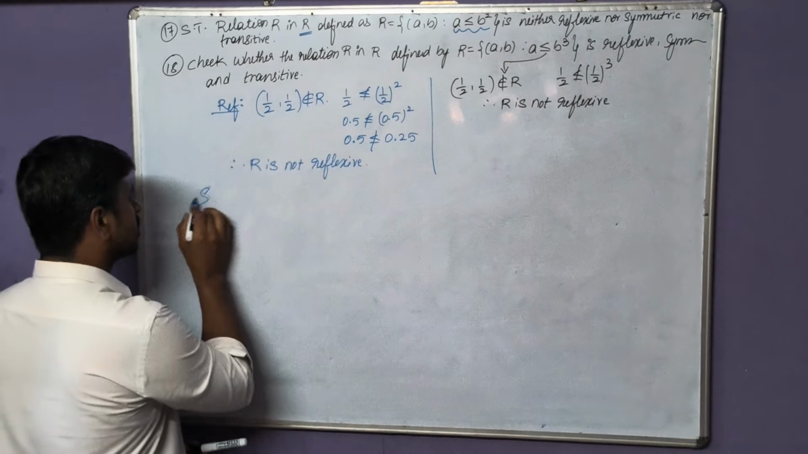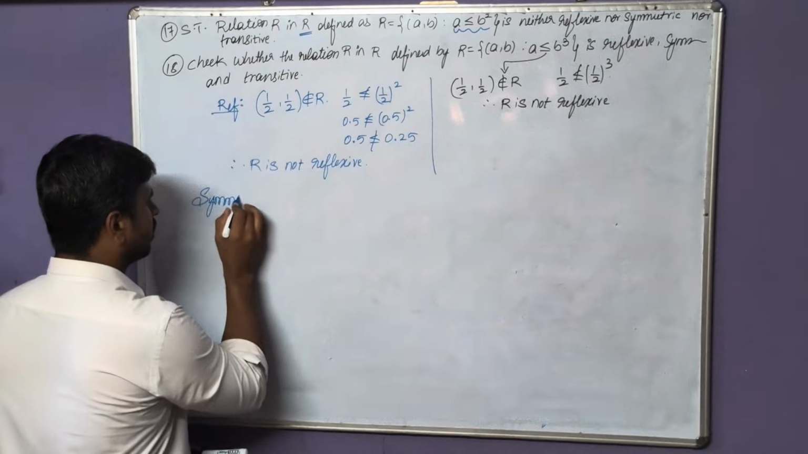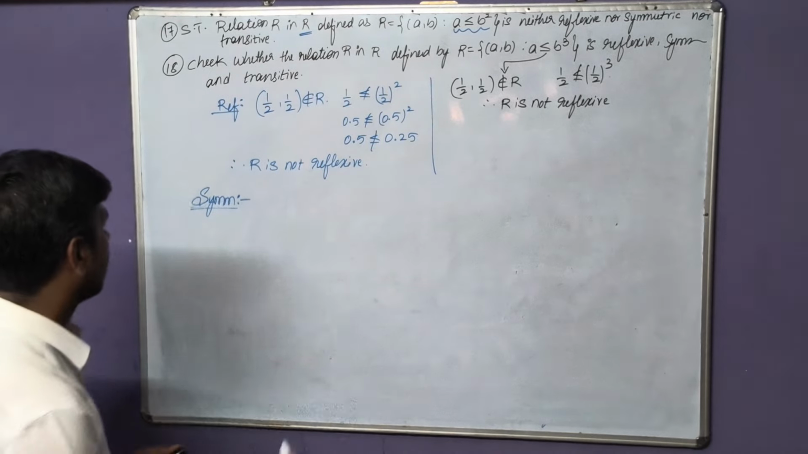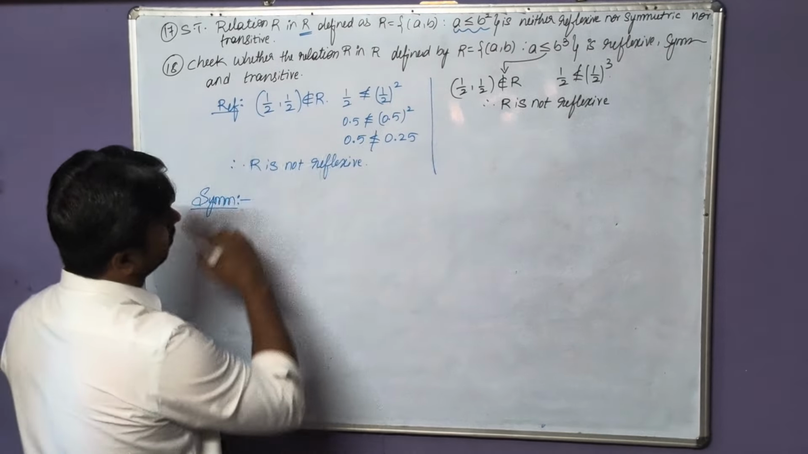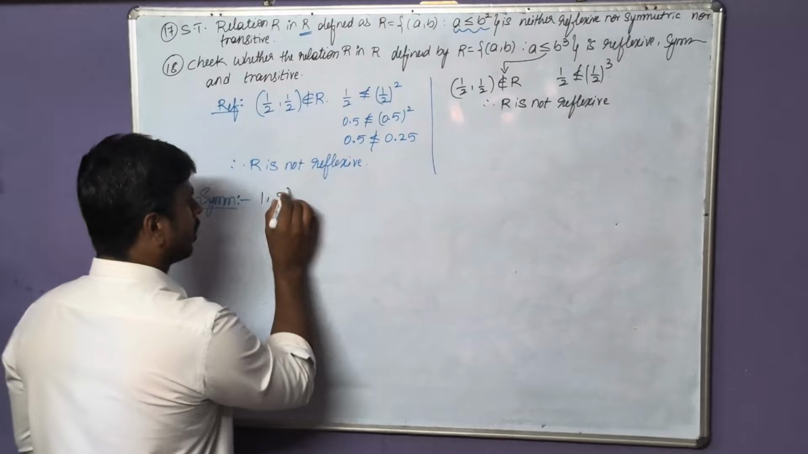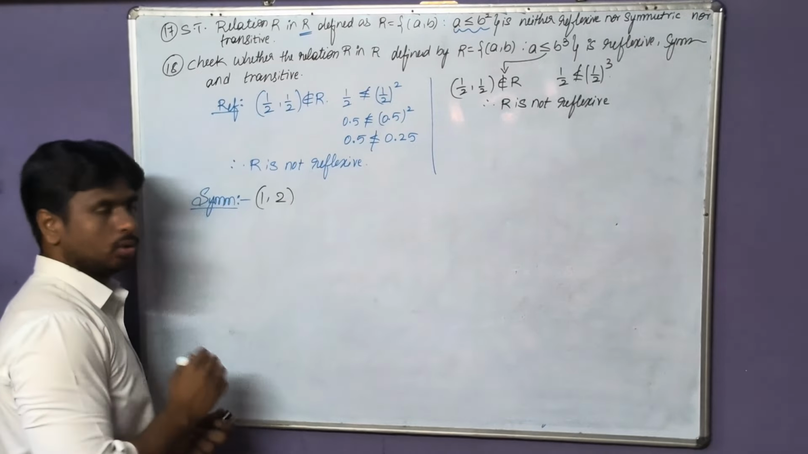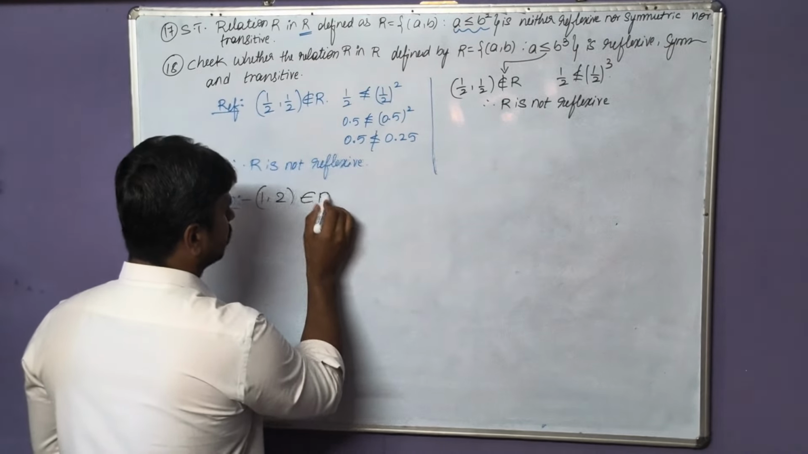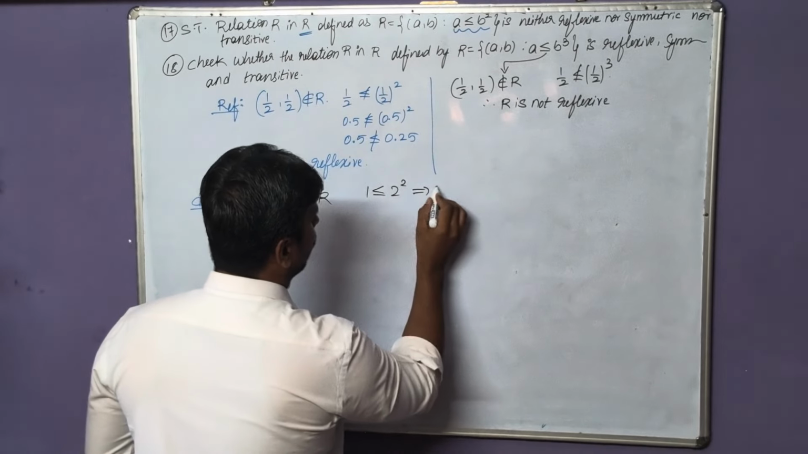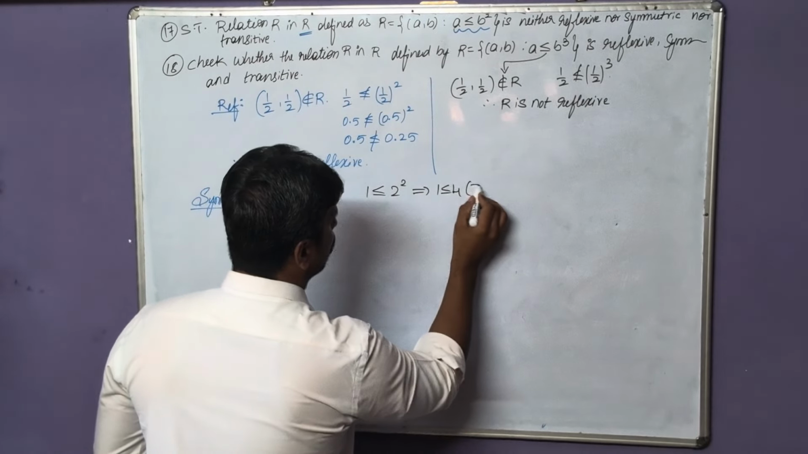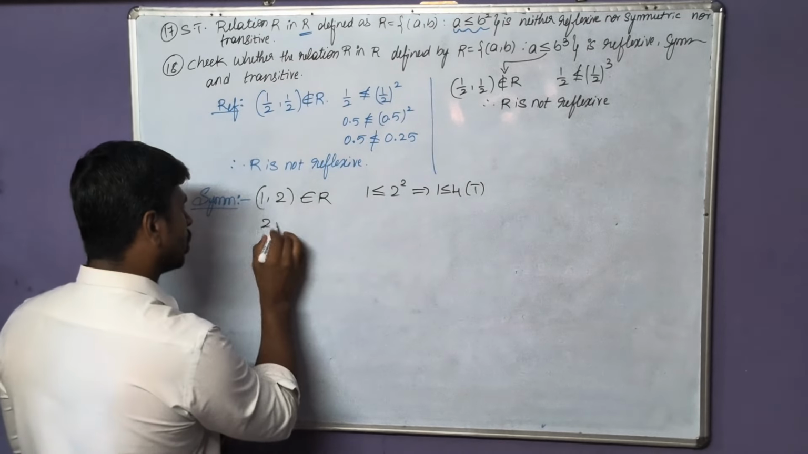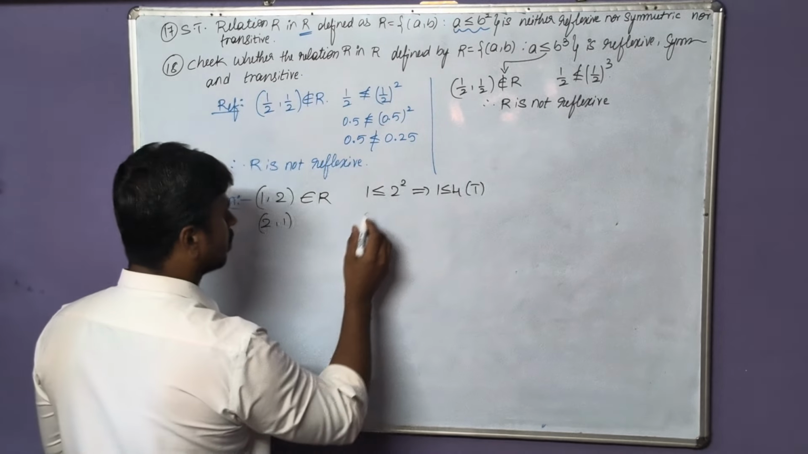When do we say that the given relation is symmetric? To say that the given relation is symmetric, if (A, B) belongs to R, then (B, A) should belong to R. So I will take one counter example to say that the given relation is not symmetric in both the cases. For example, if I take (1, 2), I can say that (1, 2) belongs to R because 1 is less than or equal to 2 squared, which implies that 1 is less than or equal to 4. That is true. But if I take its reverse, (2, 1), does (2, 1) belong to R? Let us cross check.